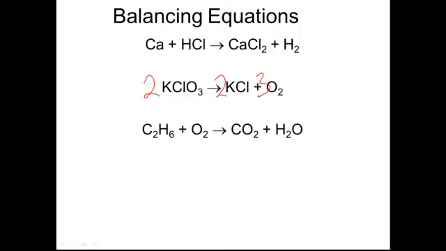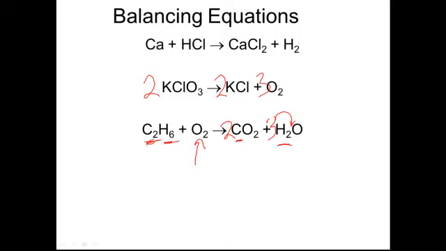Okay, here's one that's a little bit more challenging. We've got 2 carbons on the left-hand side. I only count 1 carbon here on the right, so I'm going to put a 2 in front of there. And then I see 6 hydrogens on the left, only 2 on the right. So 3 times 2 equals 6. So now my hydrogens are okay.